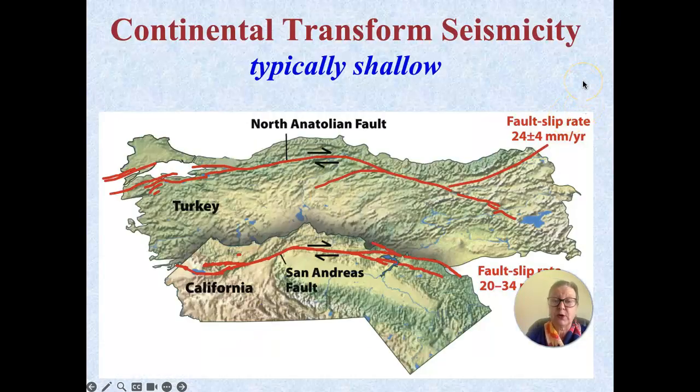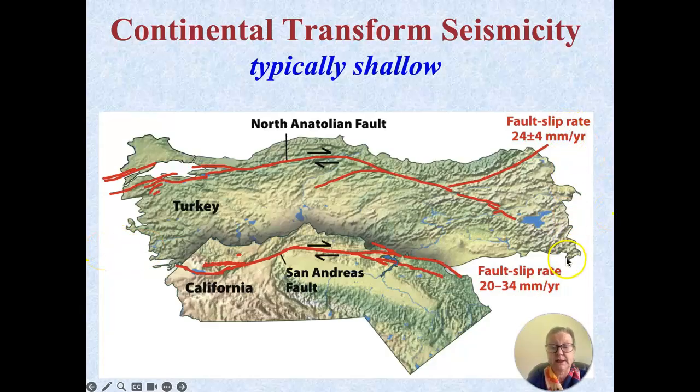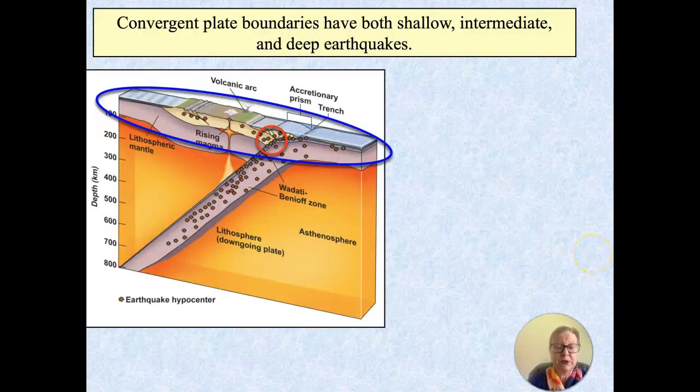Here are some transform zones that go through continental crust instead of ocean crust. This is the North Anatolian Fault in Turkey, and this is the San Andreas. California has been turned sideways so that the two faults sort of look similar to each other in terms of their orientation. They're both right lateral strike slip faults, and they both have similar slip rates. So these also have shallow seismicity. And of course, we live near the surface, so these are very dangerous earthquakes. Even if they're only a magnitude 5 or 5.5, they can be very devastating because they are so close to populated areas.